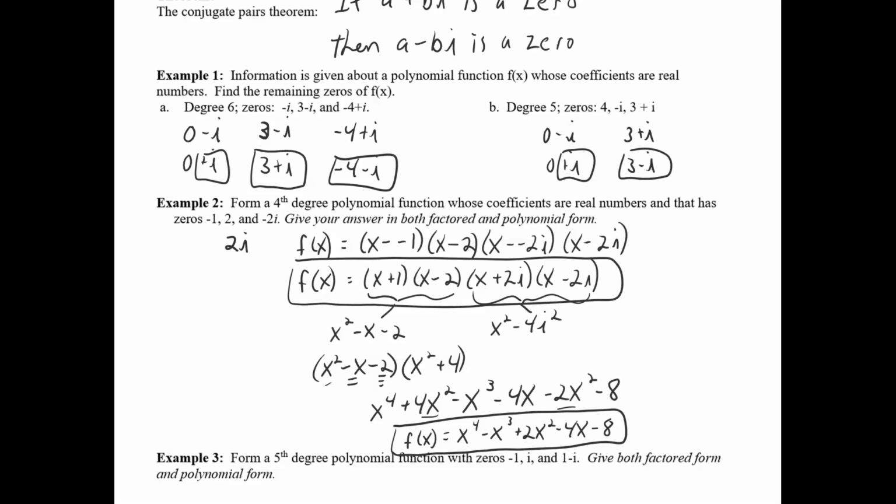They have all real coefficients, right? There's no imaginary numbers in there. And this is the polynomial that has the 4 zeros that we had up there. All right. Now that's a 4th degree, and that was a fair amount of work.